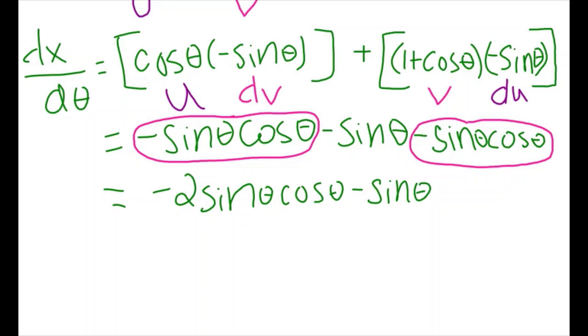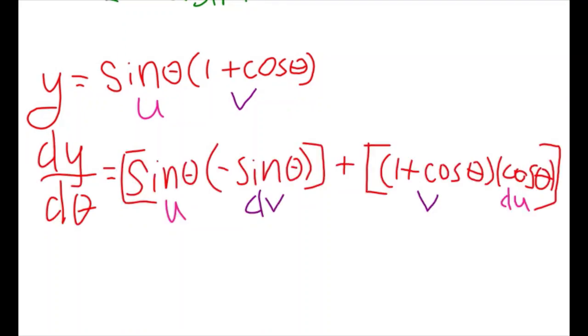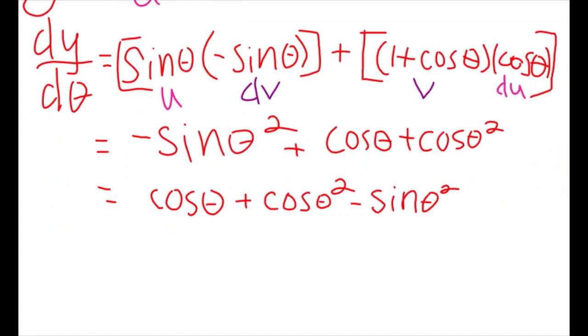We will follow the same procedure for finding dy over d theta. Since y equals sine theta times 1 plus cosine theta, sine theta will be our u and 1 plus cosine theta will be our v. Solving for dy over d theta, we get sine theta times negative sine theta plus 1 plus cosine theta times cosine theta. If we simplify further by distributing and rearranging terms, we get dy over d theta equals cosine theta plus cosine theta squared minus sine theta squared.